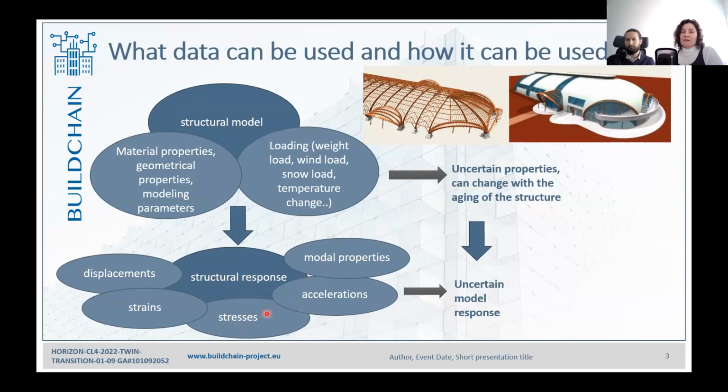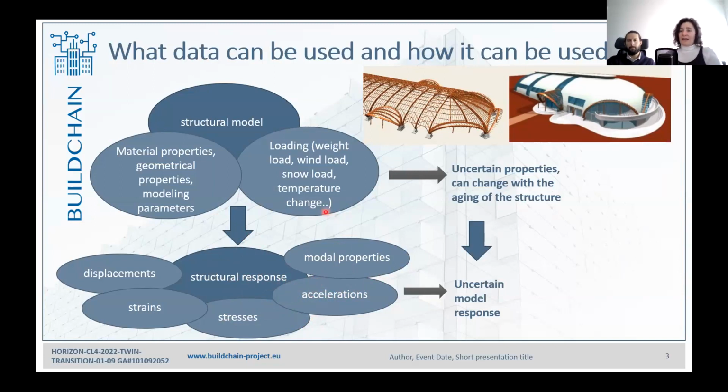If I'm looking at the dynamics of the structure, I can also check velocities and accelerations. It's not just showing how the model itself is behaving, but I can also check modal properties. As you saw, these are some characteristics of the dynamic behavior of the building. And this is something that we can measure, as Uros presented.